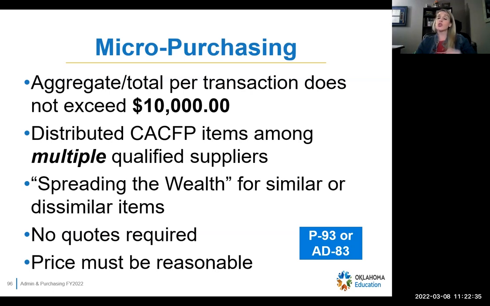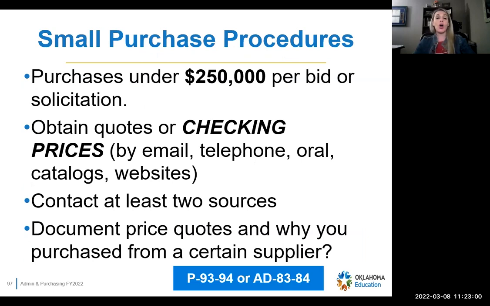So what this might mean is you shop at Walmart, you shop at Crest, you shop a little bit at Restaurant Depot, you buy your paper from Staples, you get supplies from Amazon, you buy maybe your milk from Highland. You're buying from a lot of people, spreading the wealth. But most of you are checking prices. If you can tell me that Sam's milk is $3.50 and Crest milk is $3.25, you just did small purchase.